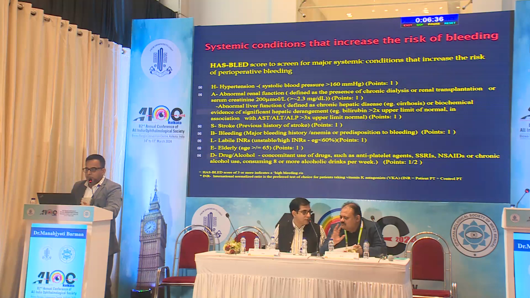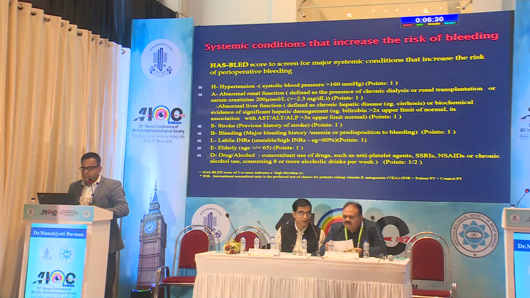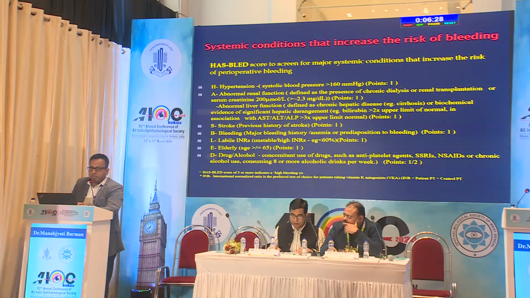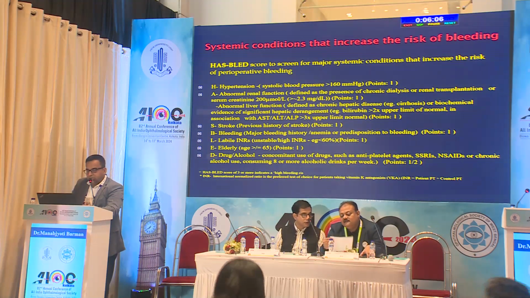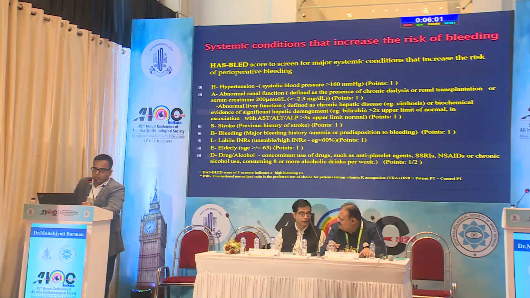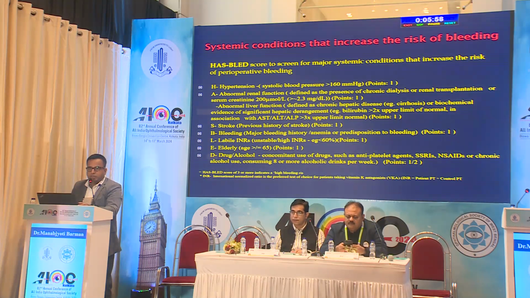Coming to the systemic conditions that increase the risk of bleeding, this is the HAS-BLED score. Many of our new surgeons may be interested in what the HAS-BLED score is. It was originally designed for atrial fibrillation patients, but it was later shown that it is applicable in almost all of the surgeries. H for hypertension, A for abnormal renal or liver function, S for history of stroke, B for bleeding disorder, L for labile INR, that is the patient prothrombin time divided by control prothrombin time, E for elderly patient above 65 years of age, and D for drug or alcohol intake. So a HAS-BLED score of more than 3 is considered high risk of bleeding, including intraoperative bleeding.